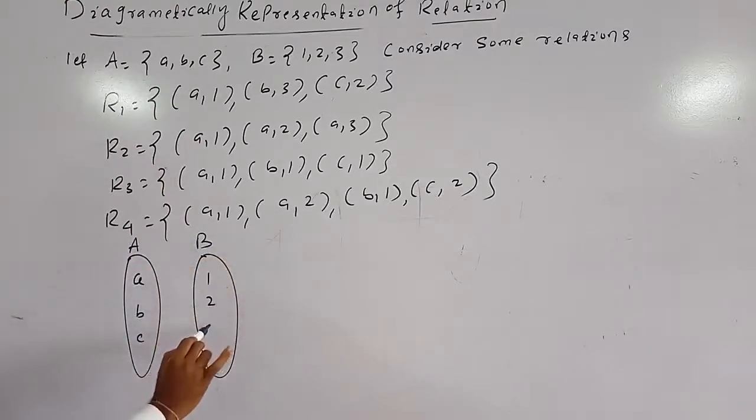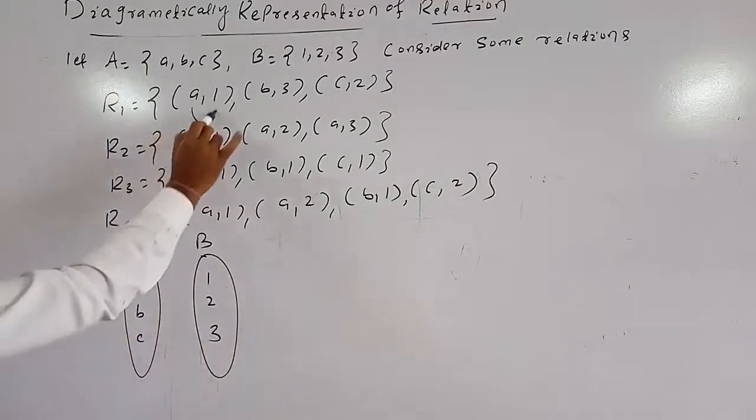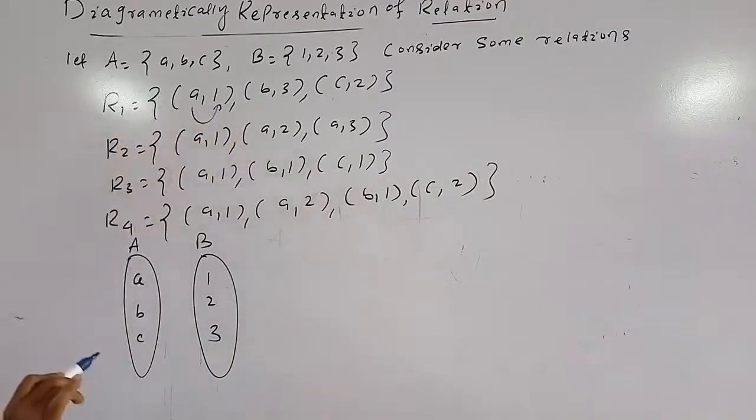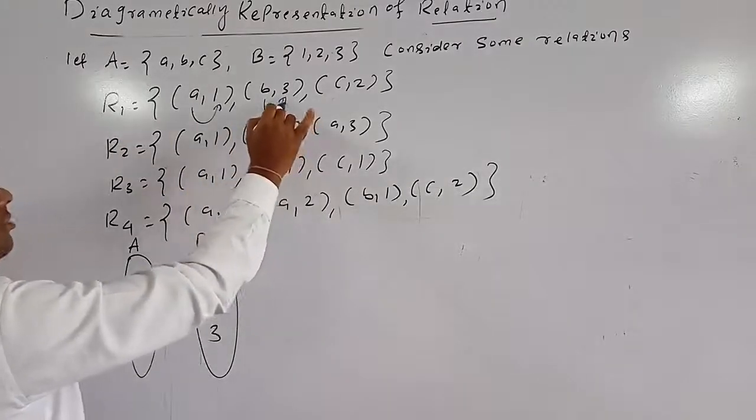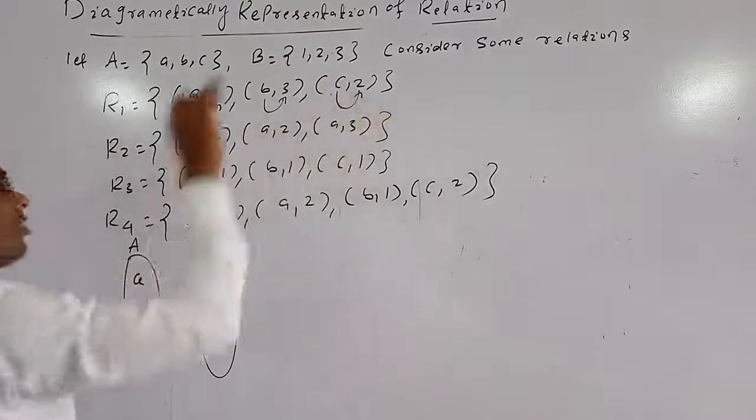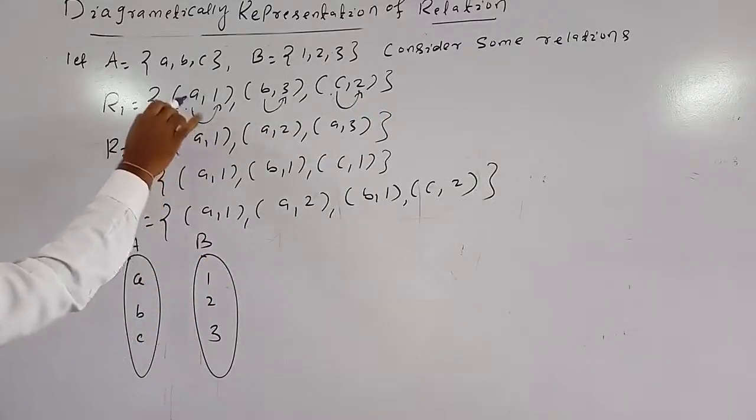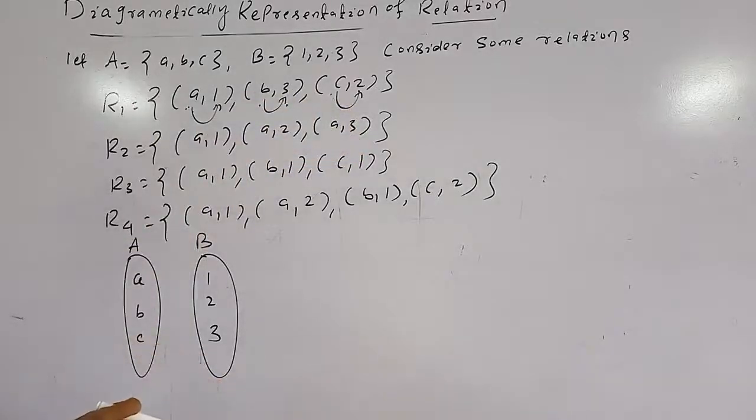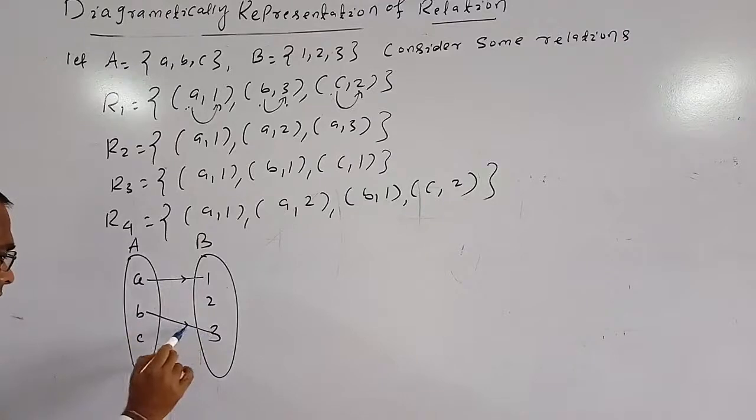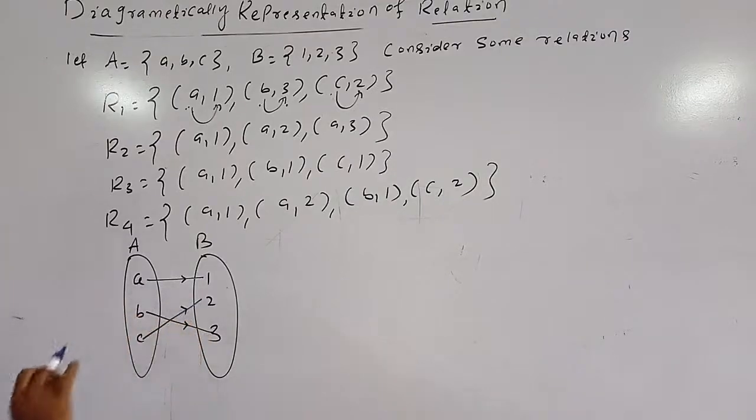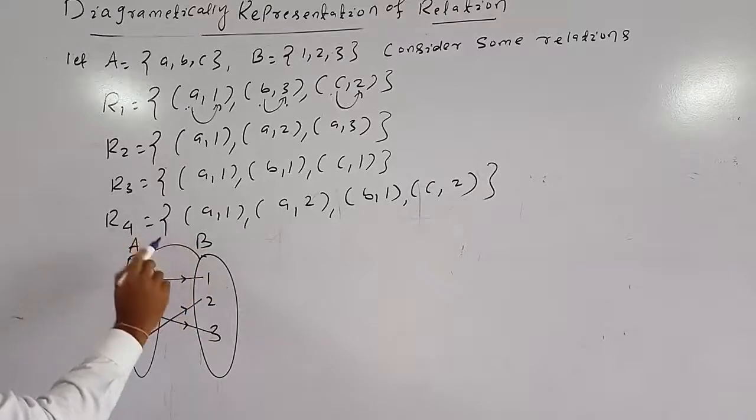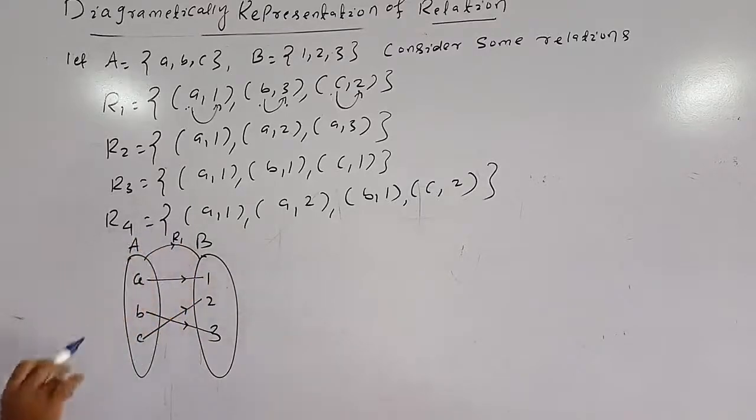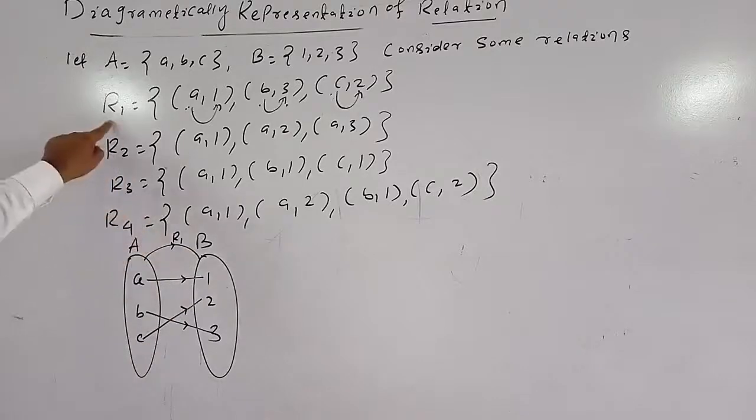In set B we write 1, 2, 3. Ordered pair (a,1) means a is related to 1. Ordered pair (b,3) means b is related to 3. Ordered pair (c,2) means c is related to 2. These ordered pairs are represented by arrow marks: a related to 1, b related to 3, c related to 2. Clearly this is R1.